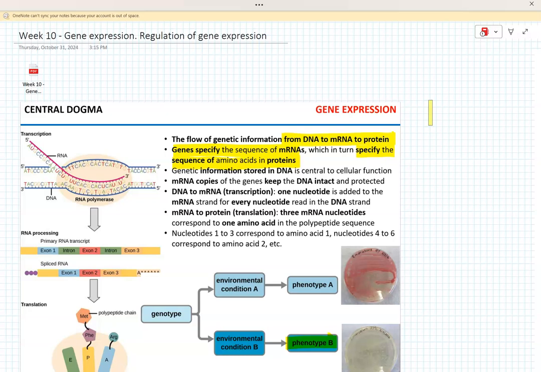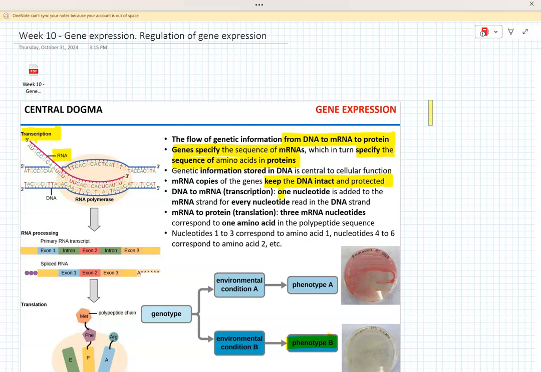DNA is critical for cellular function, and the genetic information stored in it is essential for cellular function. When DNA is transcribed into RNA, it prevents any possible damage to DNA molecules. Essentially, these mRNA copies of the genes keep DNA intact.